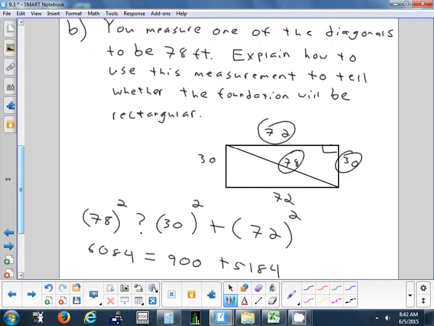But how does that prove that this is a rectangle? Because a rectangle has to have all four angles 90. We only know this one. Because it's congruent to the other triangle. Right, these two triangles are congruent. Sides of 30, 72, 78. They're congruent by side, side, side. Once we know triangles are congruent, then we can say corresponding parts are congruent. So that's a 90, that's a 90.